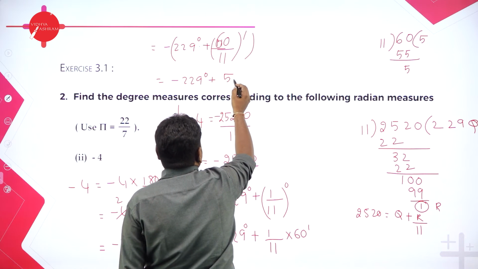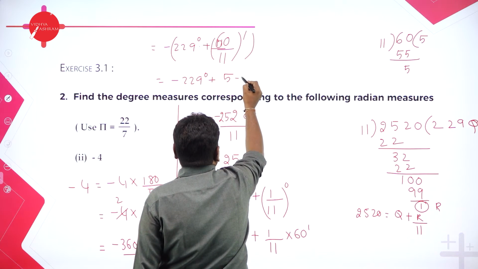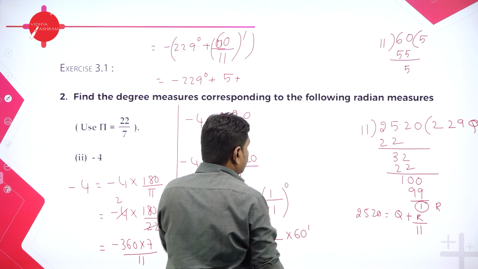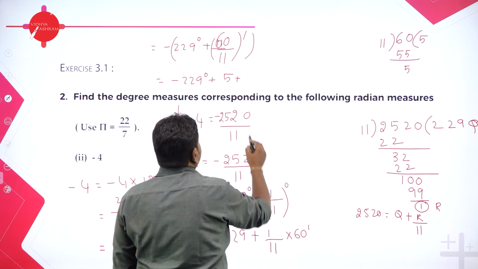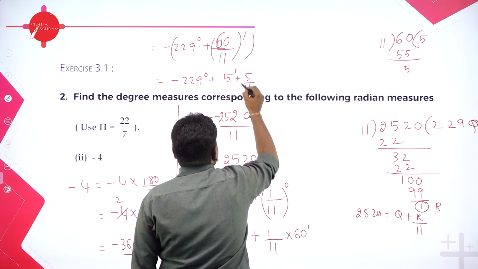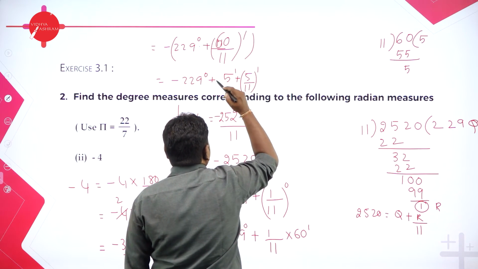by 5 plus remainder by divisor. See here 229 I wrote. So similarly 5 by 11. So this is in minutes. This is also in minutes. Now convert this to seconds.